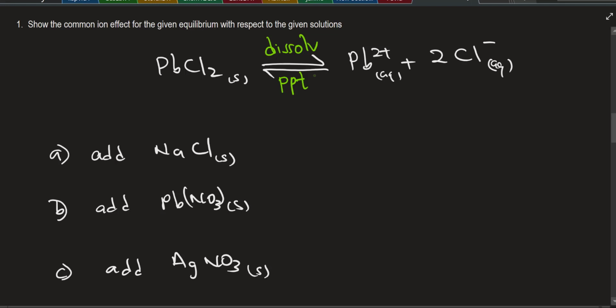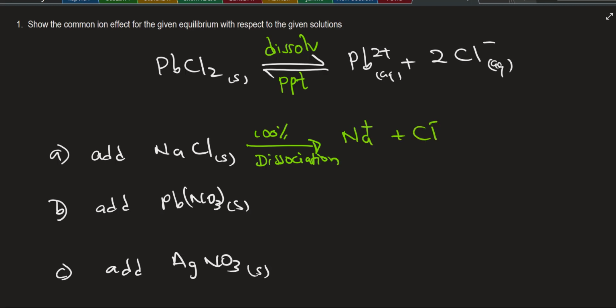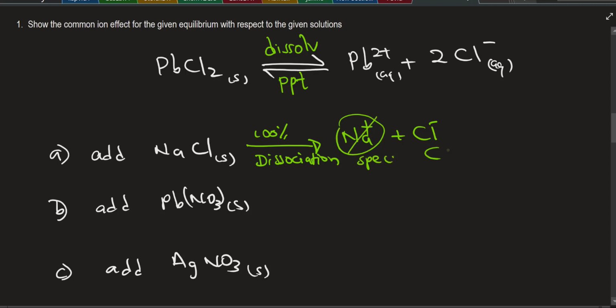Now we're going to add separately sodium chloride, lead nitrate, and silver nitrate. These could be solids or aqueous, doesn't really matter. So sodium chloride, 100% dissociation, you get sodium plus and chloride minus. Now, remember, first column metals are spectators. Just cross them out. Don't care about it. Now, chloride is a common ion in this case, right? The last time I said it's a spectator, but in this situation it is part of the common ion. So increasing chloride will shift to the left. Anytime ions are increased, it's a shift left.